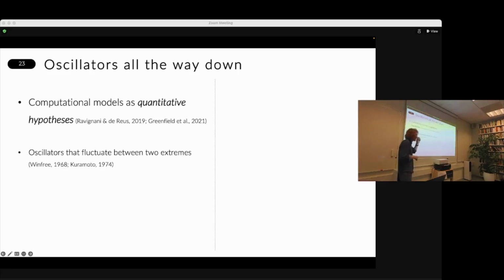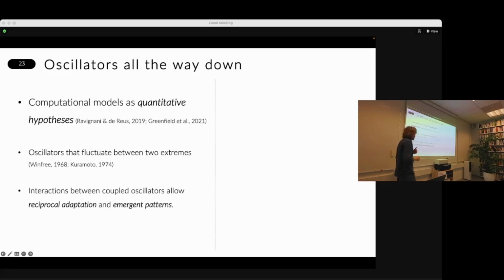And the central idea of these oscillator models is that we have oscillators that fluctuate between two extremes. So we have a state that is expressed, so in our case that would be a vocalization, and then we have another state where nothing happens, and then it happens again. So we have a periodic process where there's repetition of some sort of behavior. And interactions between these coupled oscillators then allow us to look at reciprocal adaptation and emergent patterns and produce things like synchrony and anti-synchrony and so forth.